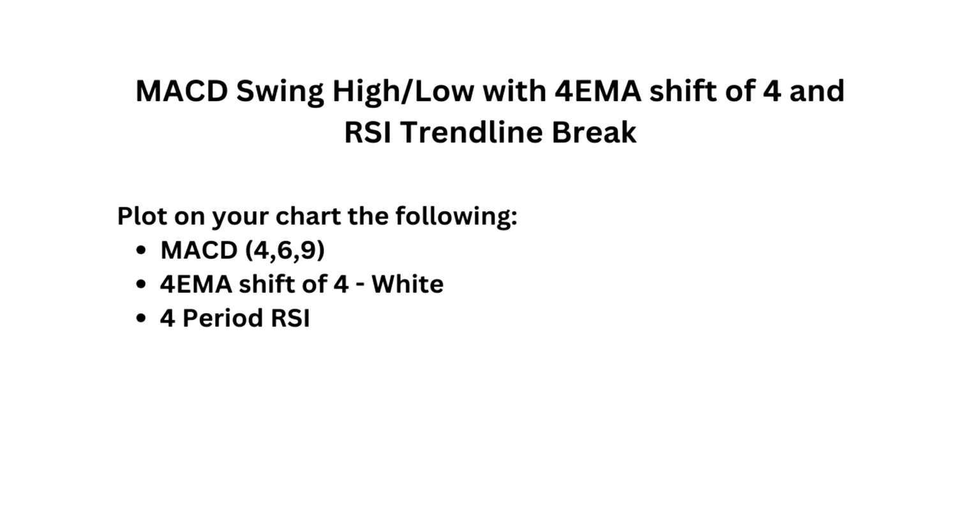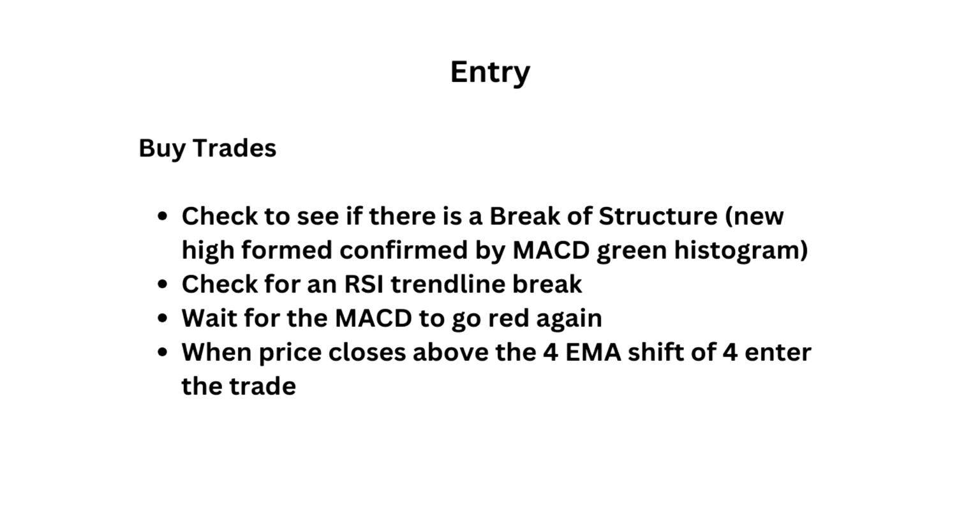Plot on your chart the following: a MACD with the settings 4, 6, and 9, a 4 EMA with a shift of 4, a 4-period RSI. For buy trades, check to see if there is a break of structure, which is a new high formed, confirmed by the MACD green histogram.